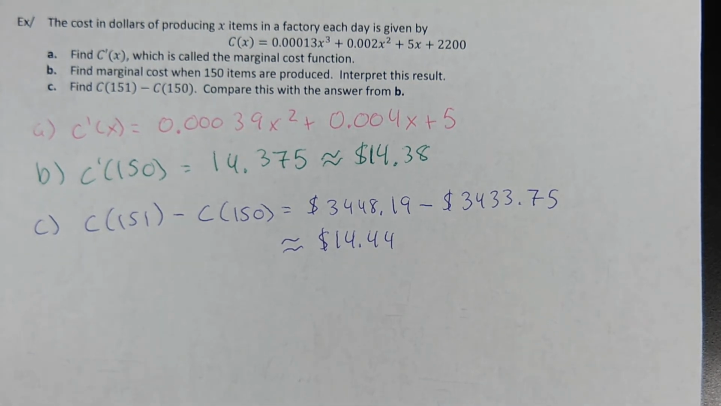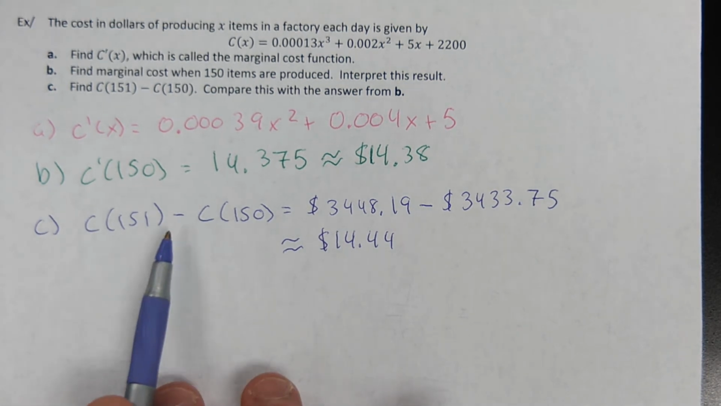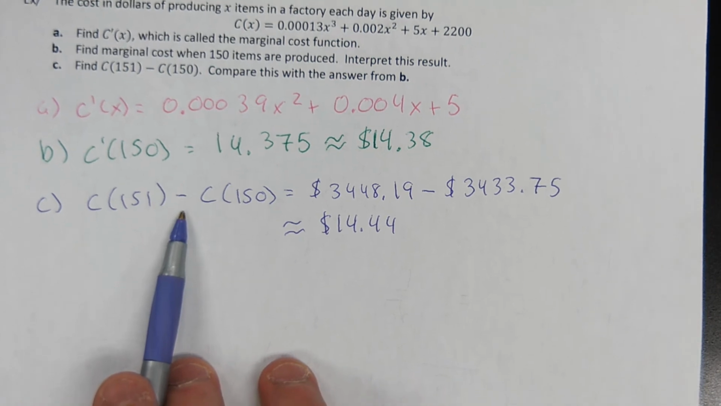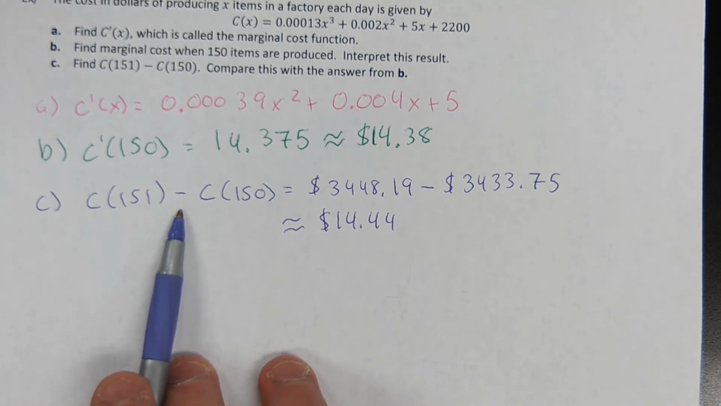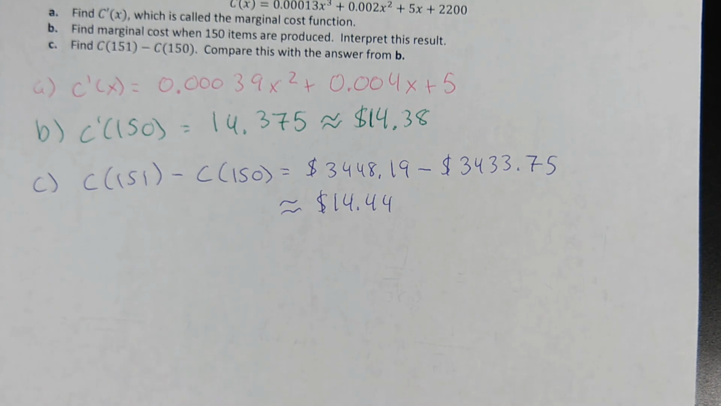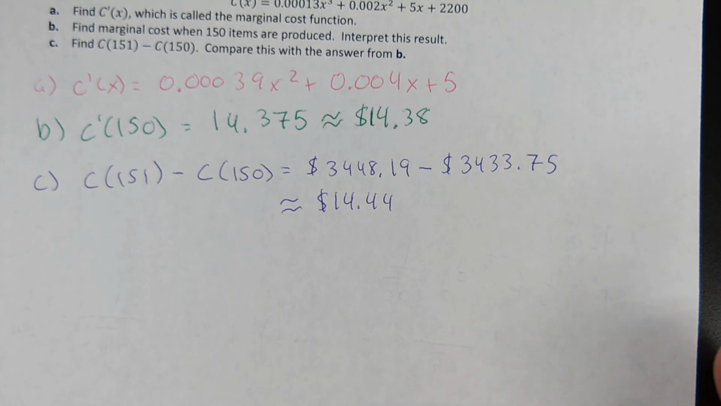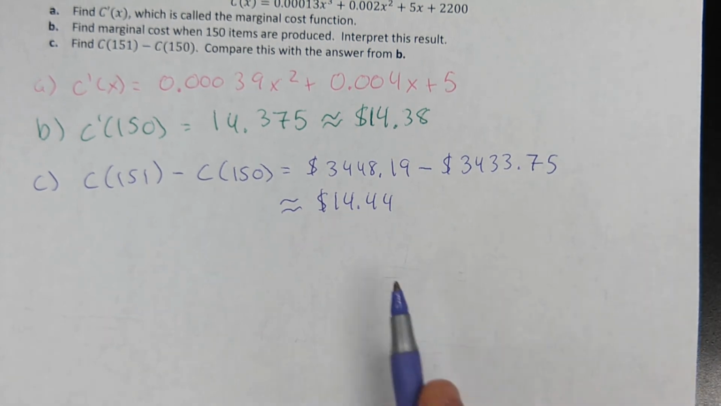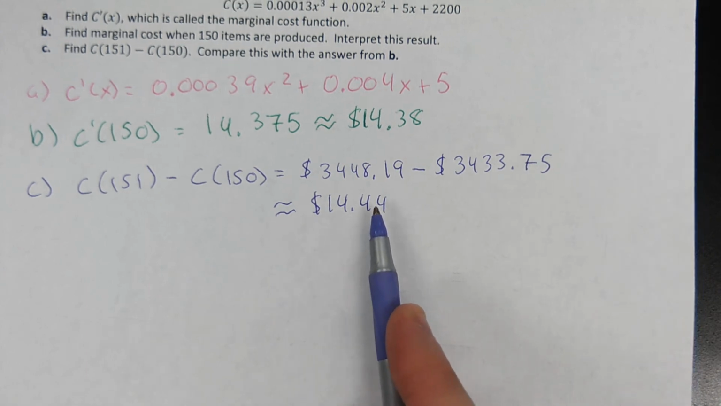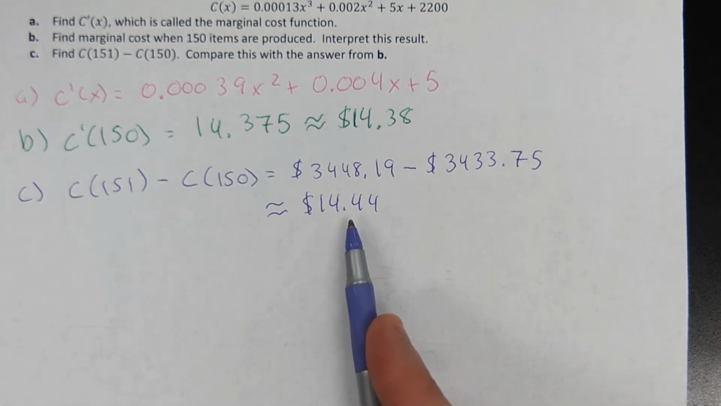And it says to compare it to the answer we got in part B. Look, this is the actual slope, right? The actual slope between these two values, because realize the x values were 1 apart. So when you do the y2 minus y1, x2 minus x1 is 151 minus 150, so it's just 1. This is the actual slope between those two values.